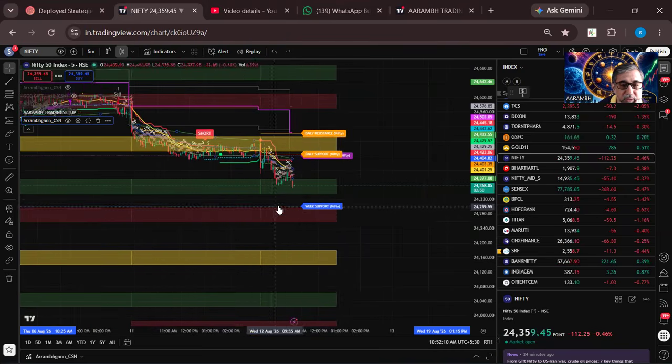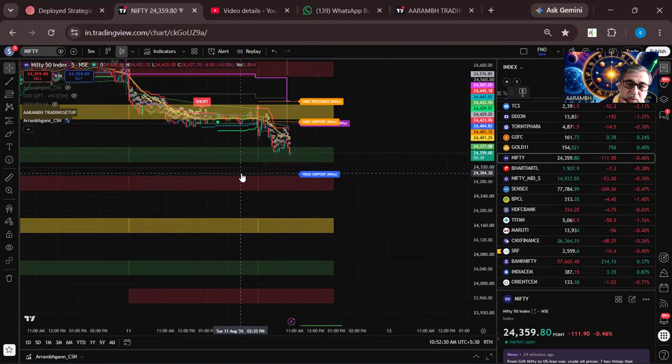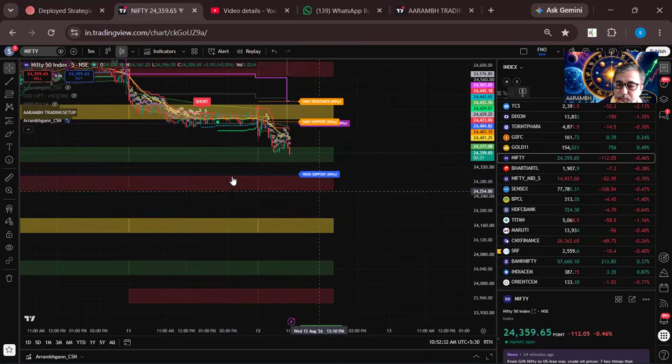So be careful, because if this level breaks, that is 24,300 level breaks, then there will be a big fall. It might go up to 24,051. So you need to be careful. If the price goes below this, you take as many puts as you want, keeping this only as a stop loss. So you don't need to keep a bigger stop loss. So this is one setup I have for you.